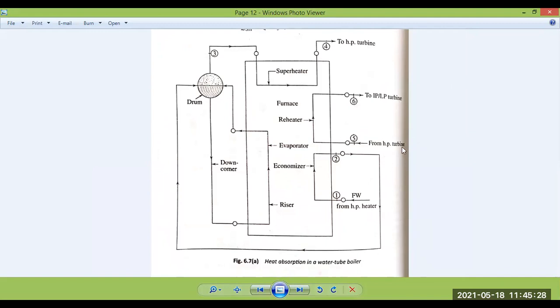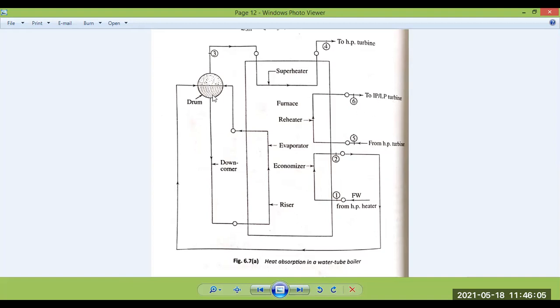the water is coming from the high pressure heater and the high pressure turbine itself. It goes into the economizer. Then from the outlet of the economizer, it goes to the drum itself. From the drum, the downcomer brings water down and feeds it again to the drum. Next, another portion of the steam from the turbine comes to the reheater and to the furnace, and then goes back to the low pressure turbine itself.